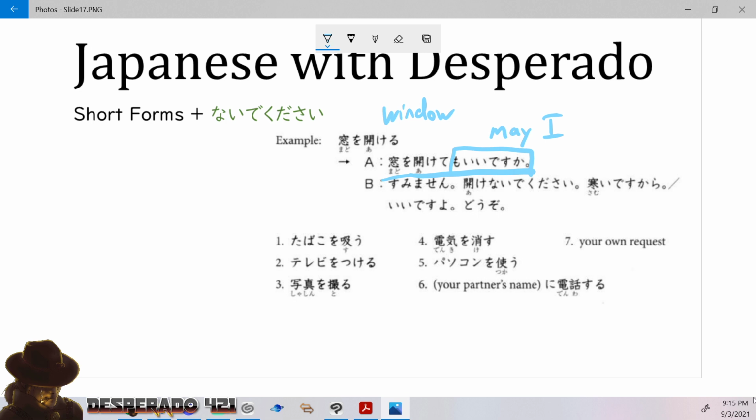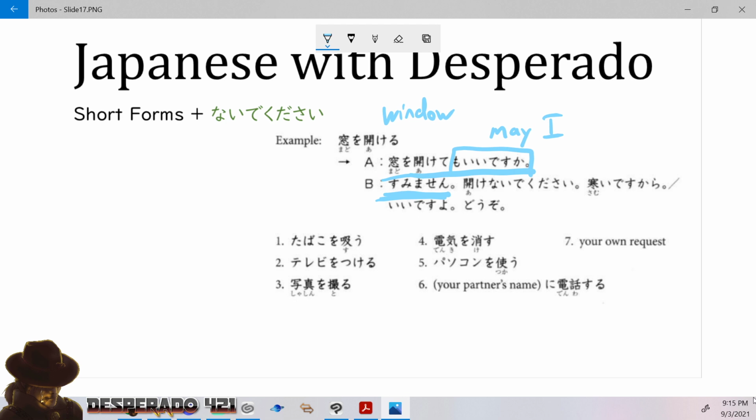So what do you think the sentence is? May I open the window? Very good. Fantastic. So stay. Here it says sumimasen, so, excuse me, or I'm sorry.